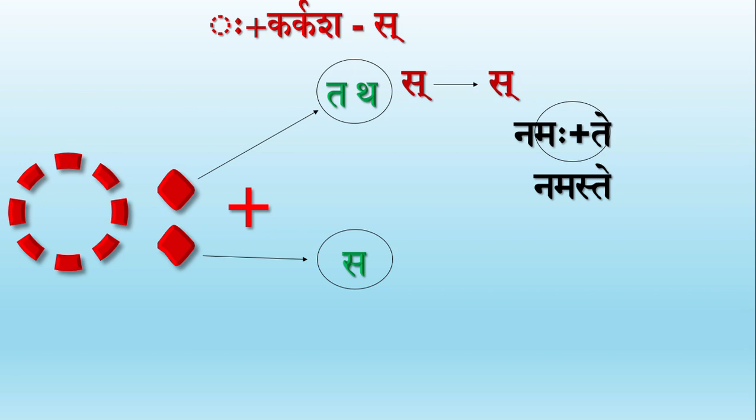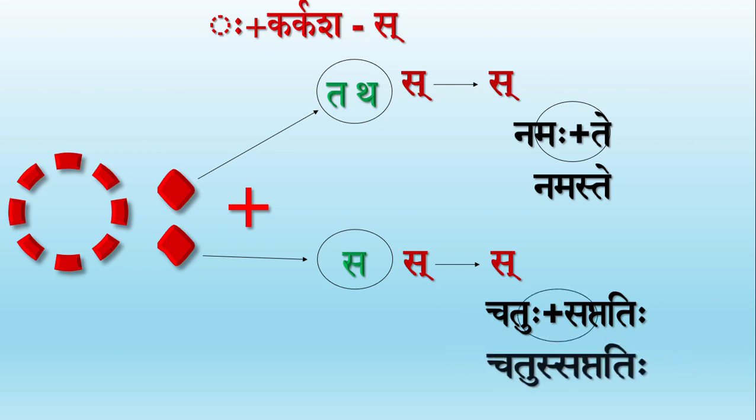Let's now see what happens when Sa is present. Very simple. Sa enters, but it remains as Sa itself. So the example we have is chatuhu plus saptatihi. When combined it forms chatusaptatihi. This is very simple because neither shchutvam nor shtutvam takes place like we have seen earlier.